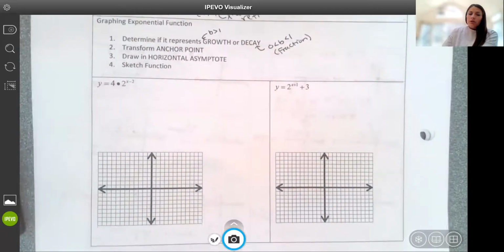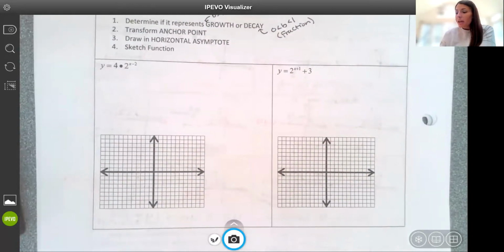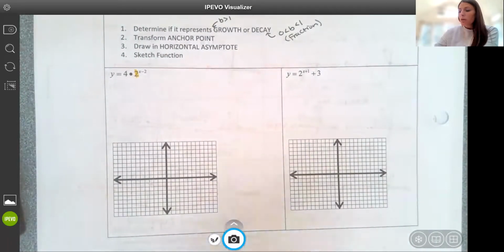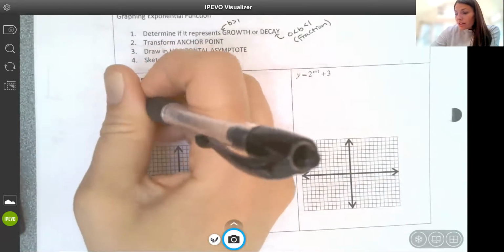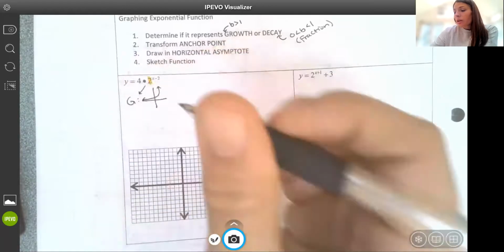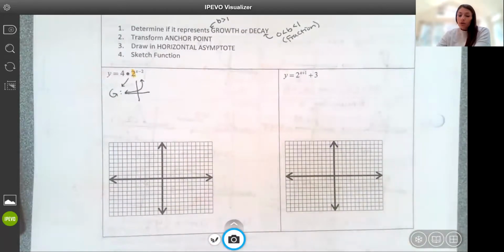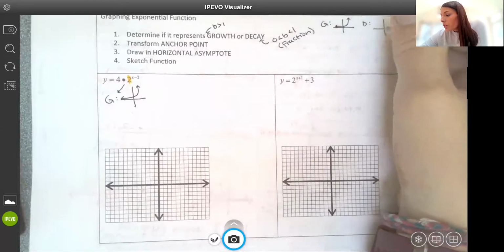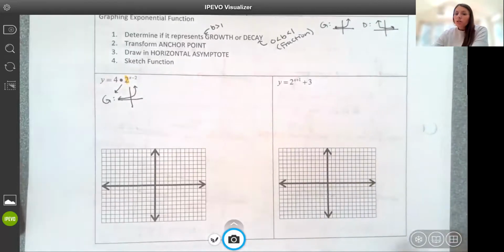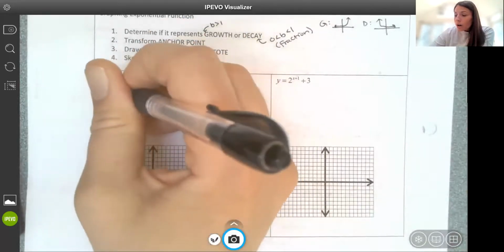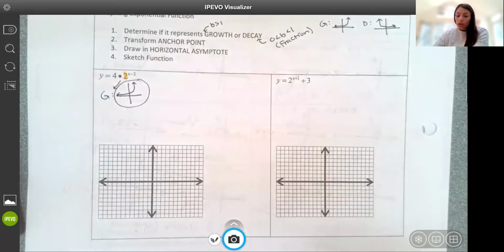So on my first function here, my base is 2. That's not going to transform anything. But knowing that my base is 2, that tells me that it's growth. So I know that the shape of my graph looks like growth versus decay. So up here, let me just quickly give you a reference. This is our basic shape for growth, and here's our basic shape for a decay function, okay? Growth versus decay. I know that my graph will have this shape overall.